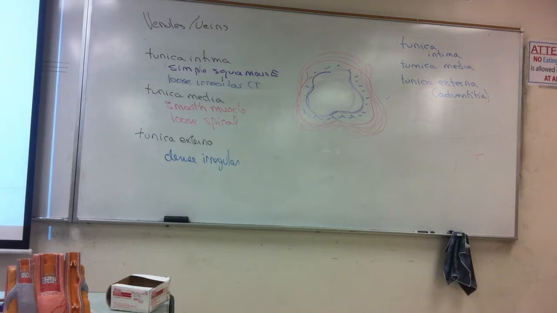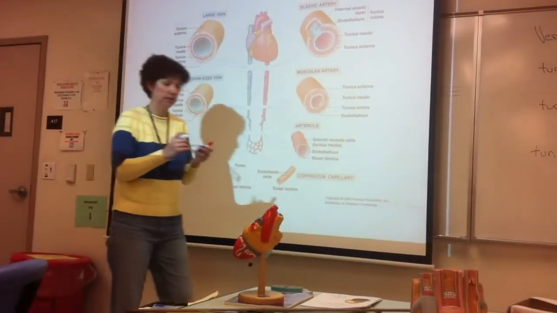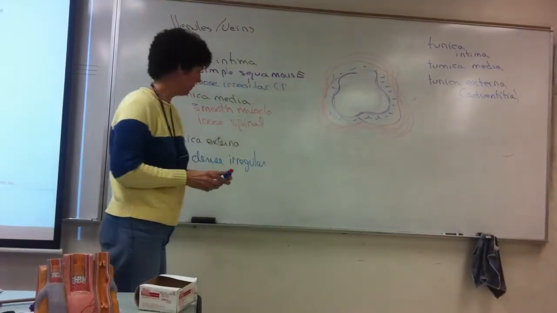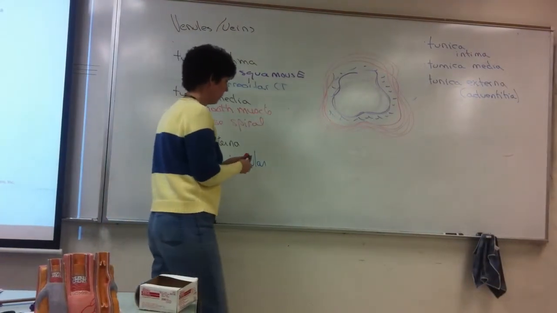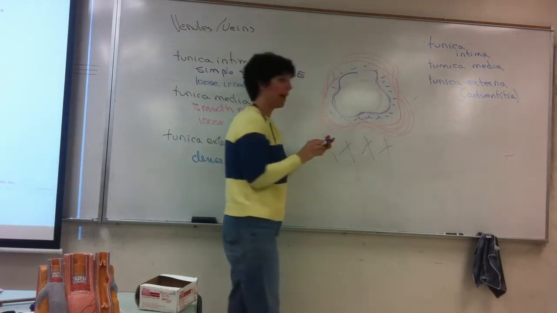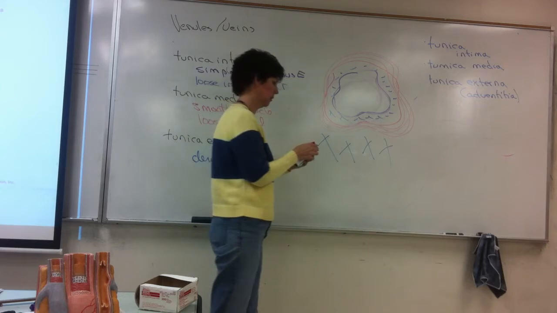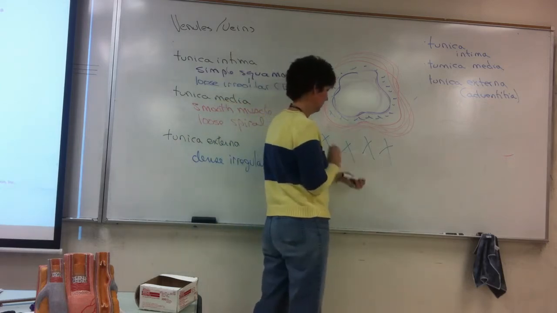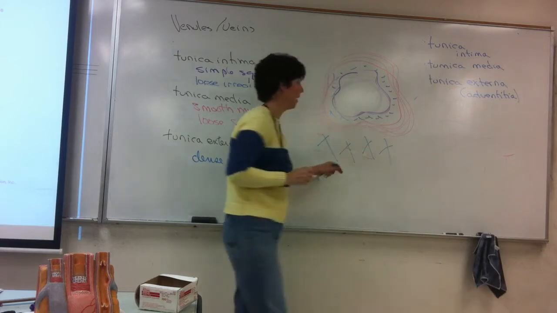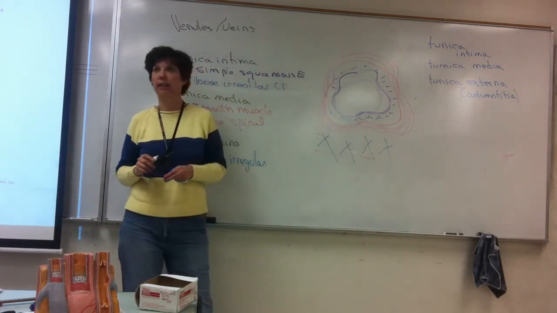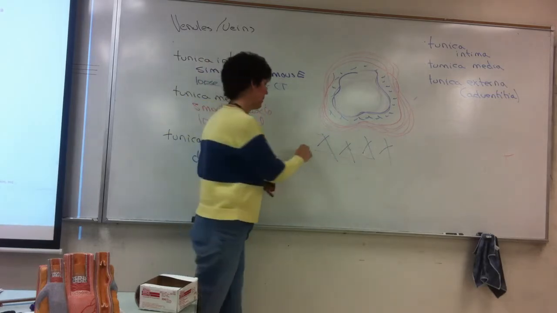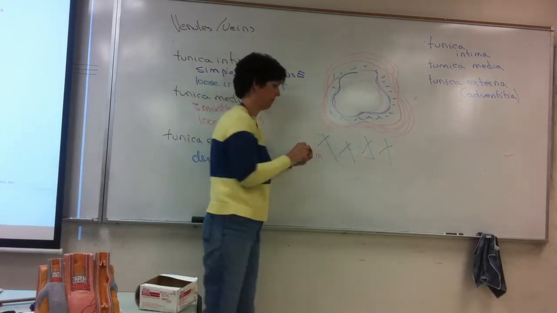And then finally, when we get to the very large veins, i.e. the inferior vena cavas, we actually have smooth muscle cells out in the inferior vena cava. The tunica externa of the inferior vena cava is going to have scattered smooth muscle cells in its tunica externa.